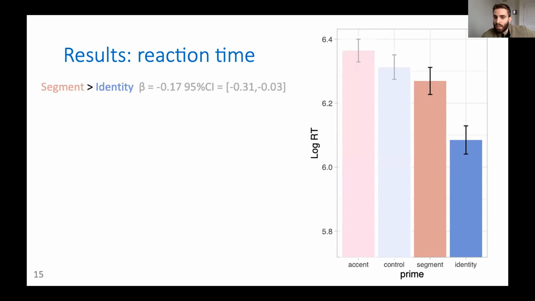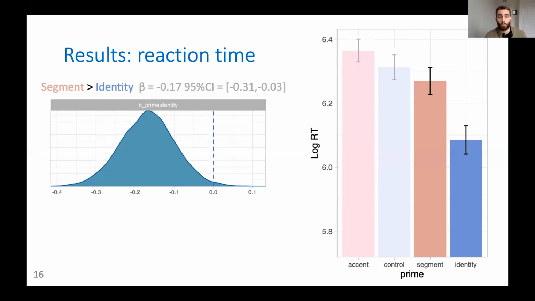Here we can see overall, in the two rightmost bars, there's a difference whereby the segment primes are substantially slower than identity primes, which is shown by the model estimate at top. Now, in this next slide, we can see the posterior distribution for the estimated effect from the model comparing these two prime types. The dashed line is given at 0, representing an estimated no difference between the two primes.